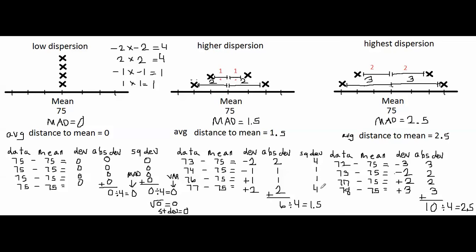Now the variance, remember I said the variance is the mean of the squared deviations? To get the variance, you have to add the squared deviations and divide by the number of squared deviations. They add up to 10, and there's 1, 2, 3, 4 of them. 10 divided by 4 is 2.5.